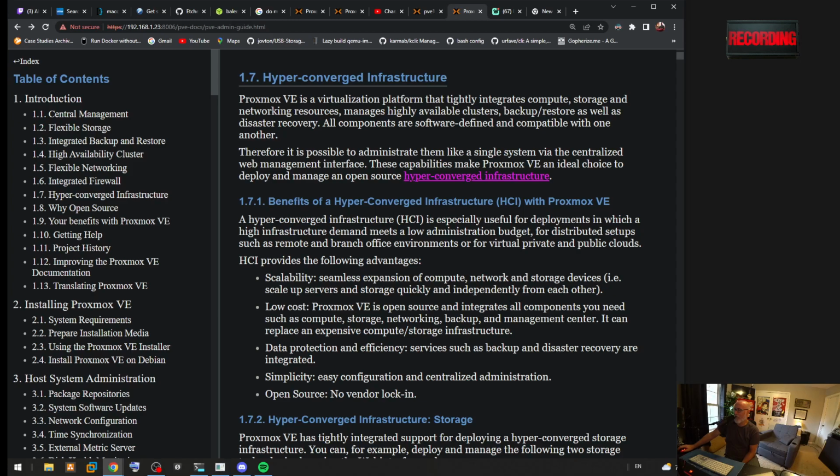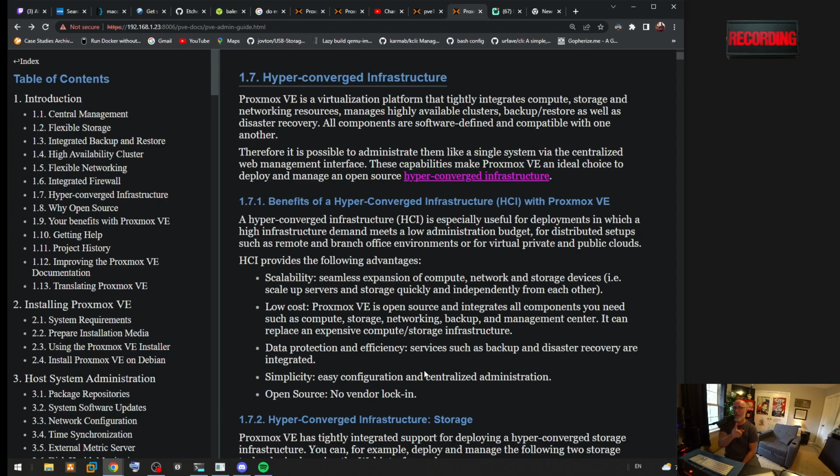Low cost. Proxmox VE is open source and integrates all components you need, such as storage, networking, backup, management. It can replace the expensive compute storage infrastructure. Data protection and efficiency: services such as backup and disaster recovery are integrated. Simplicity, easy configuration. I mean, you can back up any VM on any schedule. Open source, no vendor lock-in.